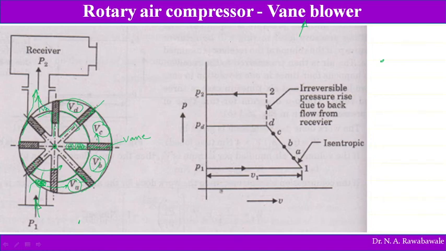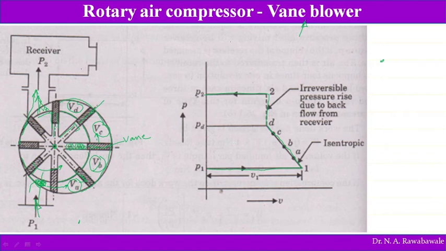Now you can find here the air is first taken into this first section, and then pressure is increased from 1 to A, A to B, B to C, C to D, and as soon as it comes to Ve, suddenly pressure is increased, and then air is discharged into the reservoir. So this is how the vane blower works.